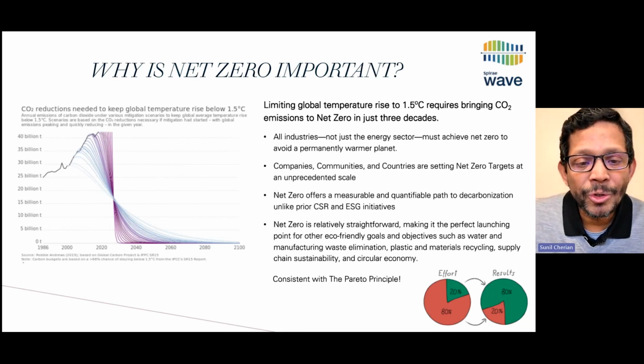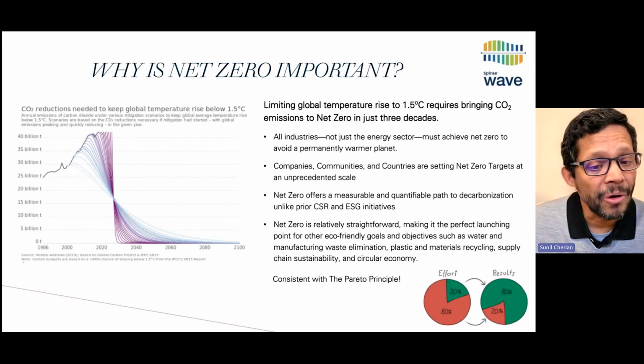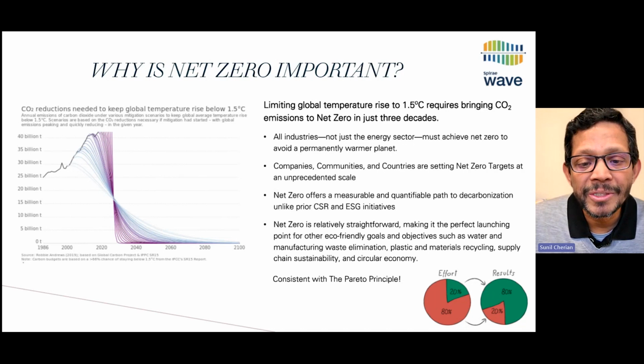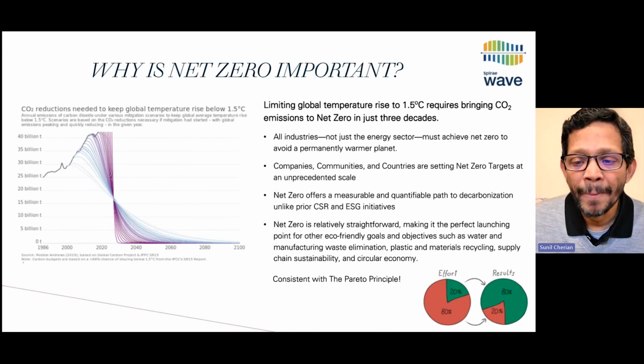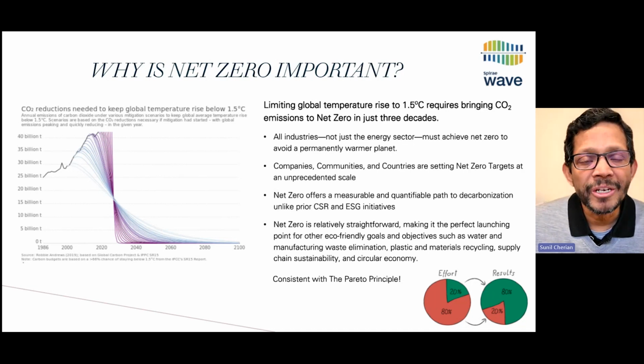So what are the key things we're talking about? This applies to all industries, companies, communities, countries. A lot of them at all of these levels have net zero targets. Net zero offers a measurable and quantifiable path to decarbonization. That's really key. That's in comparison to some very well-meaning and good initiatives, like CSR and ESG, which are more policy-driven, and in practice it's difficult to track and measure. Unlike those, net zero can be directly measured. So that's a very key difference. And we'll show you what that pathway looks like.